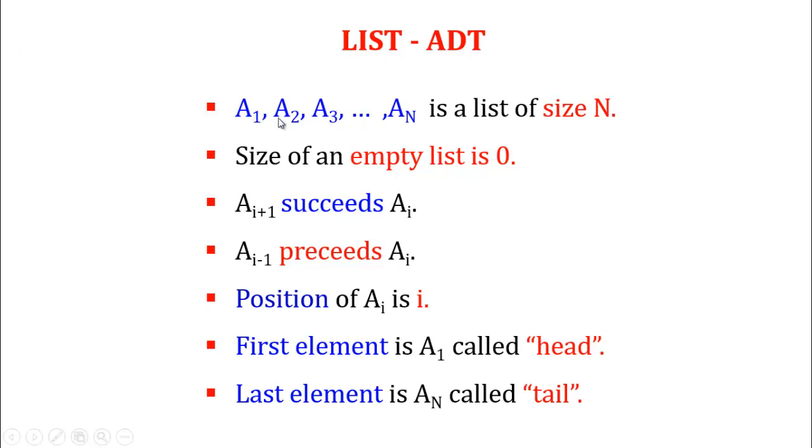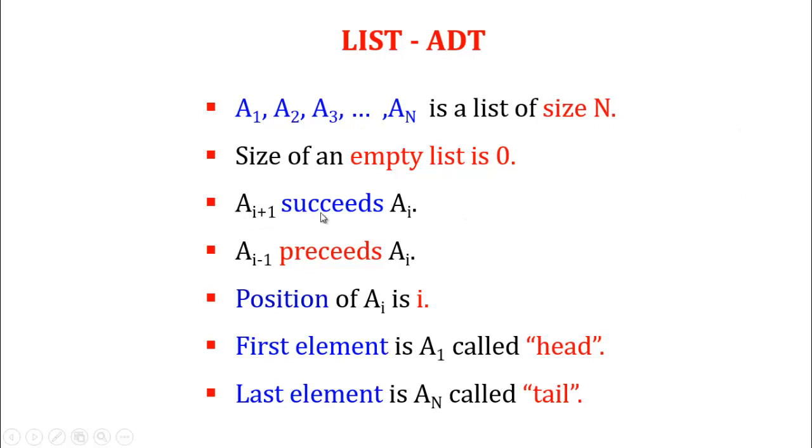We have a set a1, a2, a3 up to an, which is a list of size n, the number of elements in the list. If we take an example, n equal to 5 means we have a1, a2, a3, a4 and a5. We have 5 elements present in the list. Initially the size of a list is 0. If we insert any element, the size becomes 1, 2, 3, and so on.